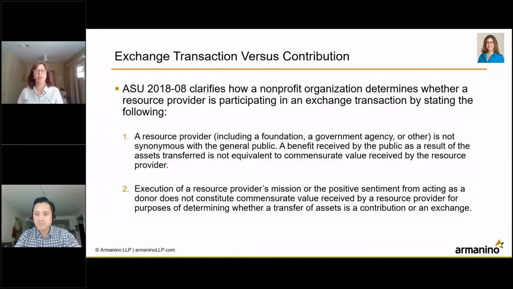And on the foundation side or the side of an individual, the mission or positive sentiment from a donor is also not considered to be an exchange transaction. That's actually a fairly long-standing interpretation of GAAP. The idea was that if you're making contributions to a religious organization, for example, your membership and the religious benefits that you get do not count as an exchange of commensurate value for the purposes of this sort of accounting and recognition.